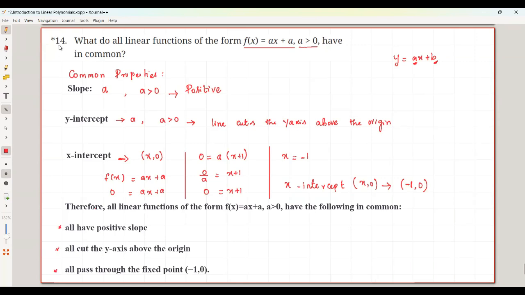So wherever a star is given, these are higher order questions, right? So try to understand.